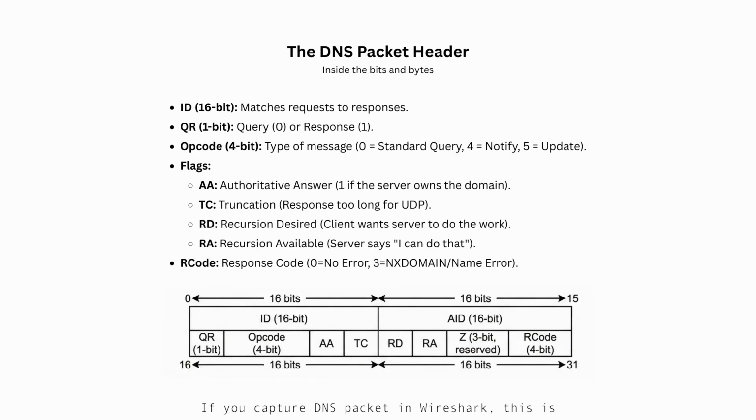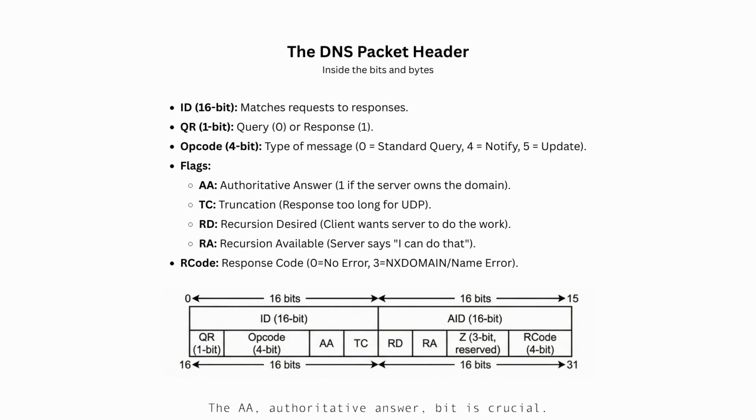If you capture a DNS packet in Wireshark, this is exactly what you will see in the 12-byte header. Let's break down the key fields. The ID is a 16-bit field that matches requests to responses. This lets your computer know which answer belongs to which question. The QR bit tells you if it's a query, 0, or a response, 1. Opcode tells you the message type. 0 is standard query, 4 is notify, 5 is update.